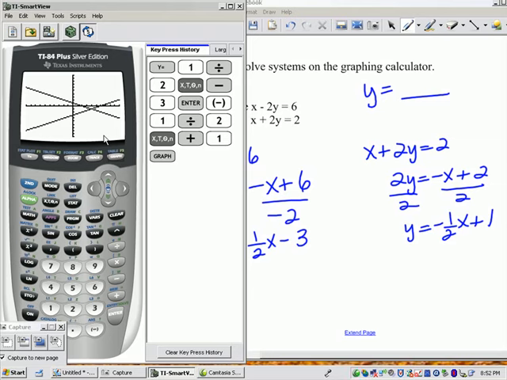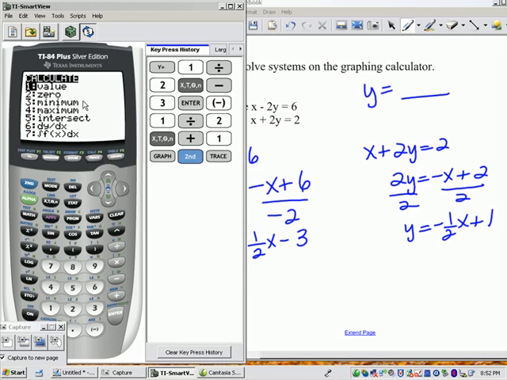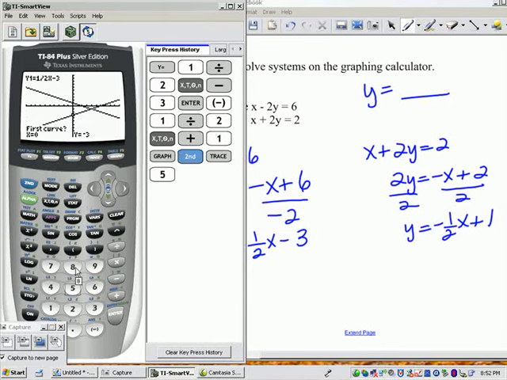And the way to do this is you press second trace, and you see option 5 is intersect. That is the one that will find the intersection of graphs that you have entered. So we can either type in 5 or go down an arrow into it. Then it's going to ask you first curve. That just means I want to be sure which two equations you've entered are the ones I need to find the point of intersection for. If you only have two equations entered, this is really trivial. If you have more than two, you have to think about which two you're trying to find the point of intersection for, and that will come up later in Math 1111.